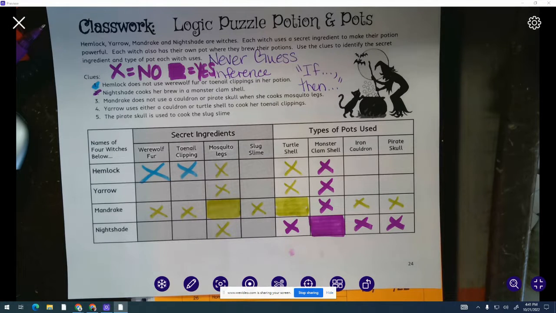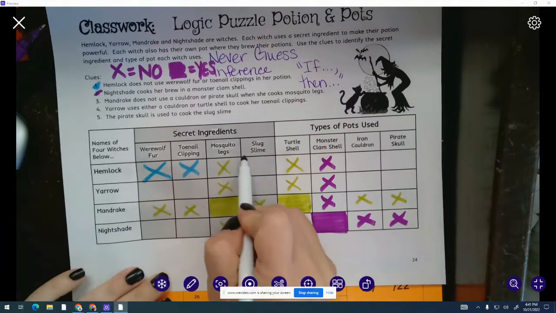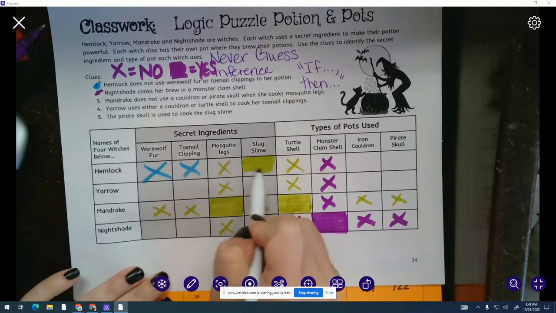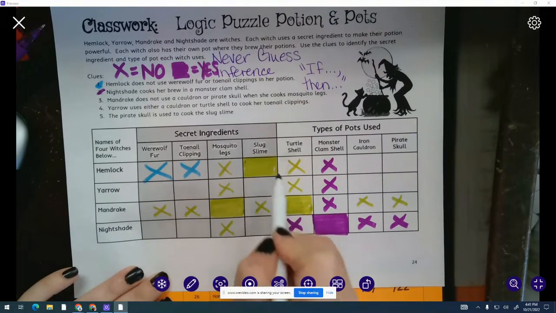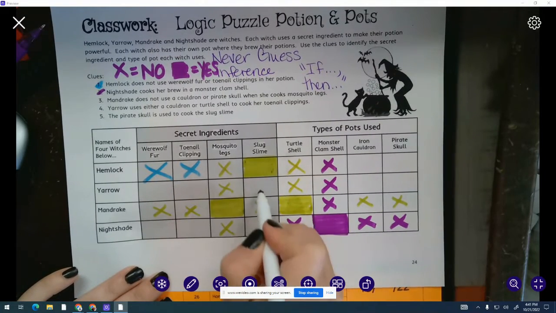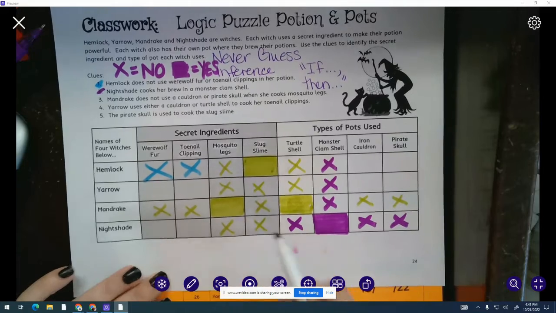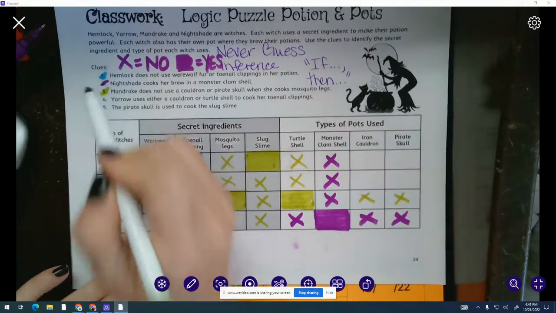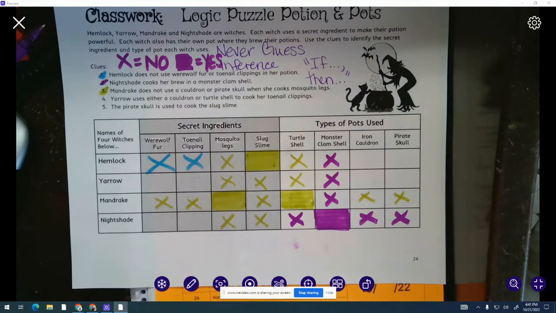Take a look at Hemlock. Hemlock is not using fur, clippings, or legs, which means Hemlock must be using the slug slime. And if she's using the slug slime, no one else is. Wow, that was a fabulous clue. It really gave a lot of information. I'm actually sort of excited right now. I know, I nerd out on these things, sorry.